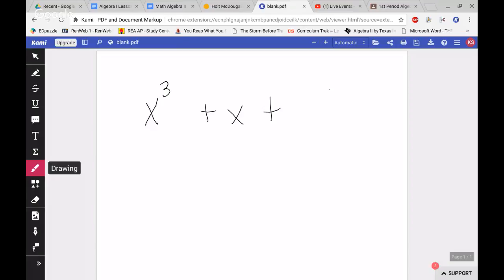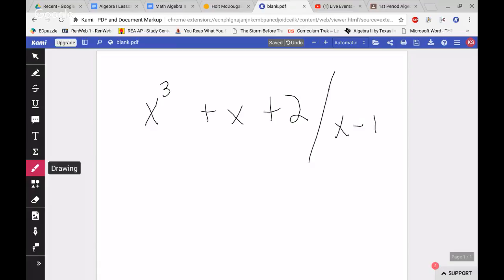X plus 2 divided by x minus 1. So you tell me, where would I need a placeholder? You need it right between the x cubed and the x plus x. There you go. Perfect.